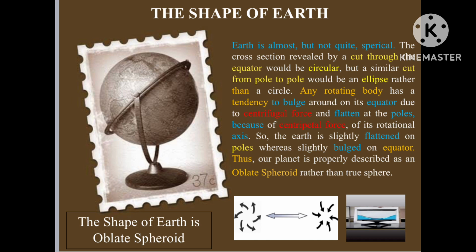There are two forces which work on the polar area of the earth and on the equator. The centrifugal force works on the equator and the centripetal force works on the polar area. According to these forces, our earth is slightly flattened at the poles whereas it is slightly bulged at the equator. That means the shape of the earth is an oblate spheroid rather than a true sphere.